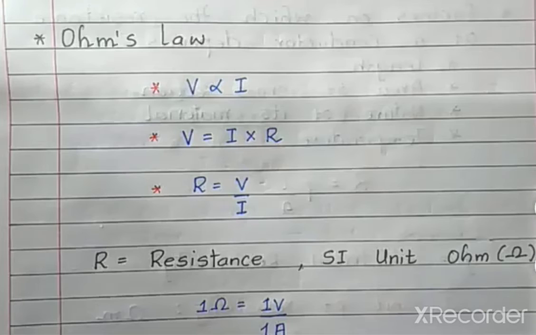Okay, Ohm's law. Ohm's law is potential difference is directly proportional to the current. Potential difference equal to I into R, current into resistance. R equal to potential difference divided by I, current. R means resistance. The SI unit is ohm, that is denoted by symbol. 1 ohm equal to 1 volt divided by 1 ampere.